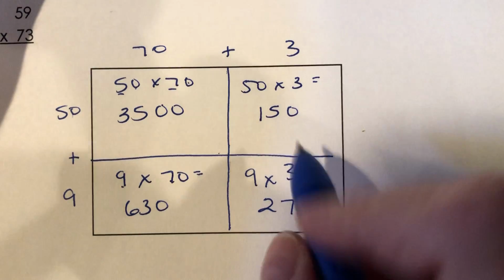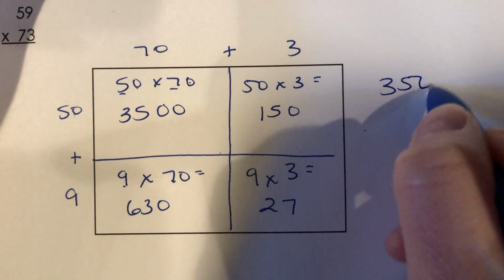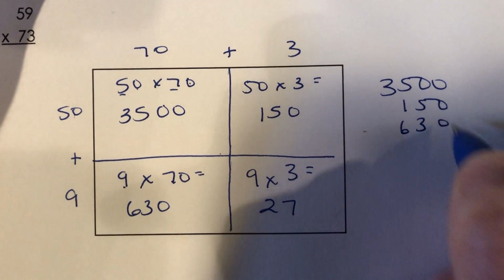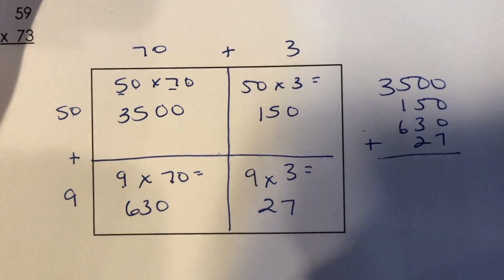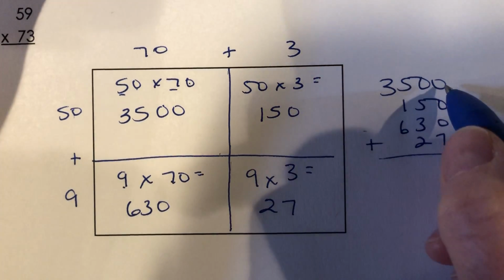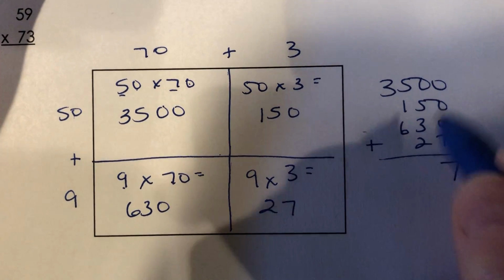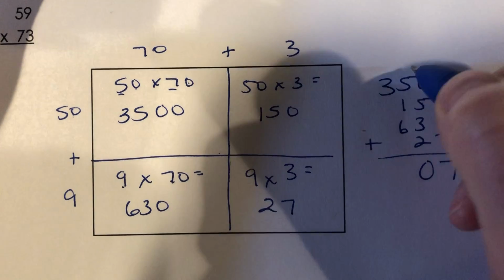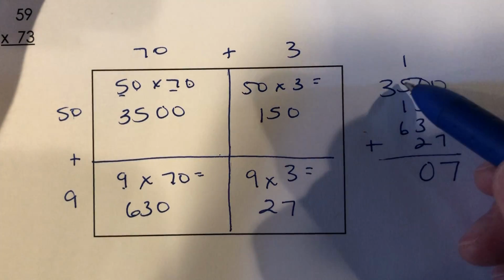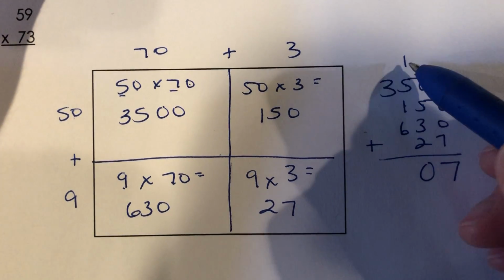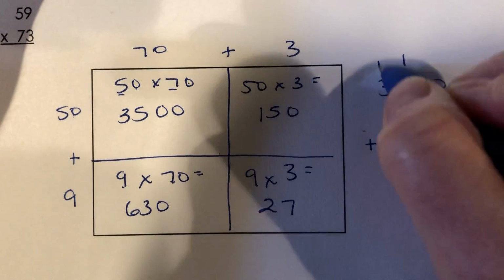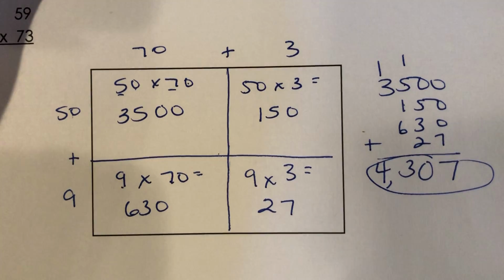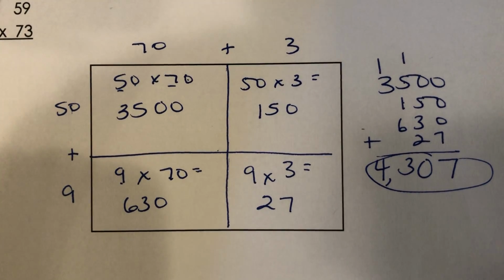Okay, now we need to put them all together. 3,500, 150, 630, 27. I'm going to add up all my place values. So my ones, I get 7. In my tens, I have 5, 6, 7, 8, 9, 10. Carry my 1. And I have 5, 6, and 6 make 12, and then there's 13. And 3 plus 1 is 4. So 4,307 is what you get.